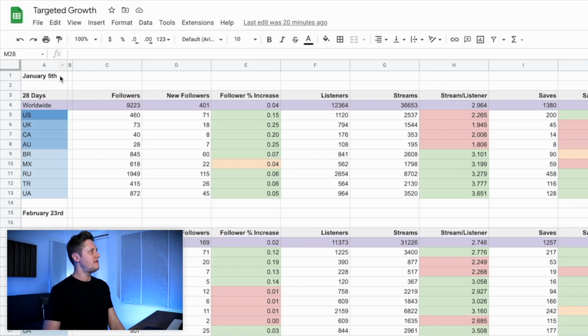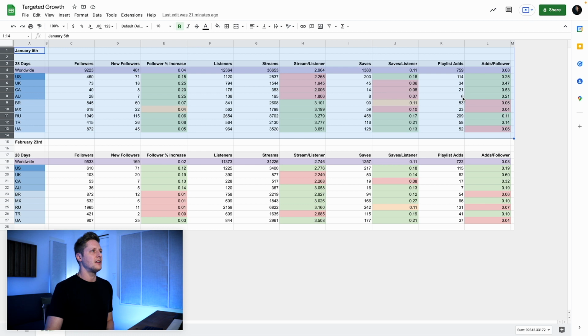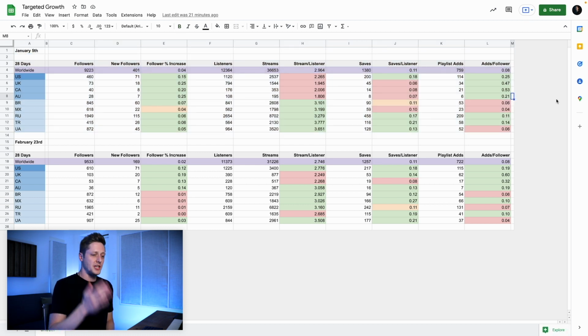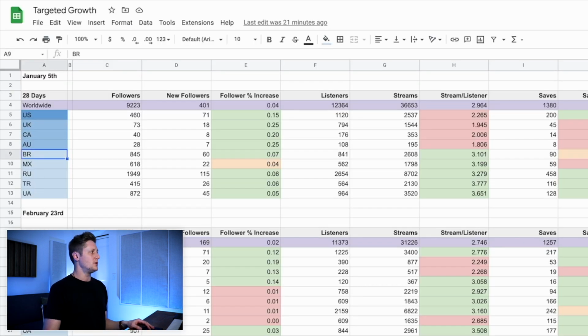And on January 5th, I recorded my Spotify data for the last 28 days so that I could have a benchmark of how things had performed in the past compared to how they might perform in the future. So this top set of columns and data is from January 5th back 28 days. Half of it is this method of targeting, and the first half is when I was targeting globally and getting a lot of traffic from Russia and Turkey and Brazil and Mexico and the Ukraine, which is why they are listed here on the left side as well as on the bottom.